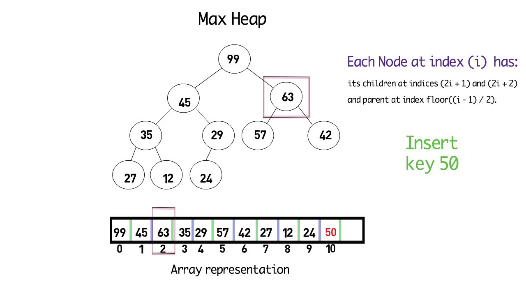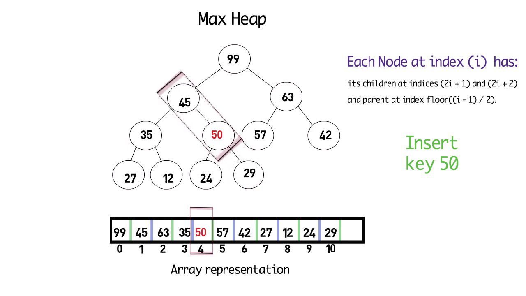Here, key 50 is inserted at the end of the array. Since 50 is greater than its parent 29, it will be swapped with it. Then 50 is compared with its new parent 45, and since it is greater than 45, it will be swapped again. Now 50 is compared with 99. Since it is lesser than 99, it will not be swapped, and now the heap property of the tree is restored.